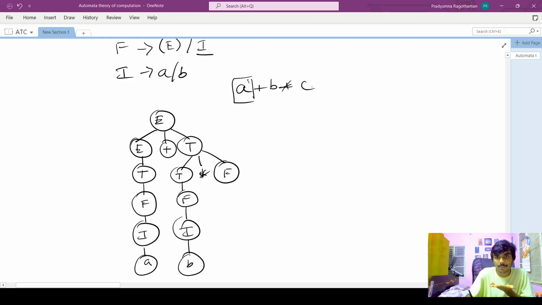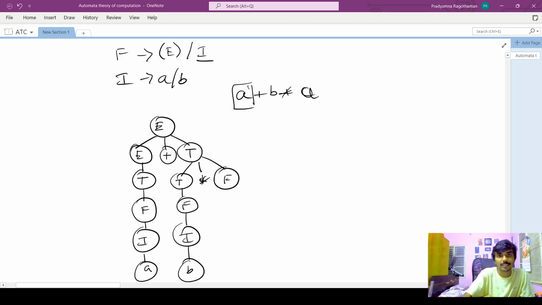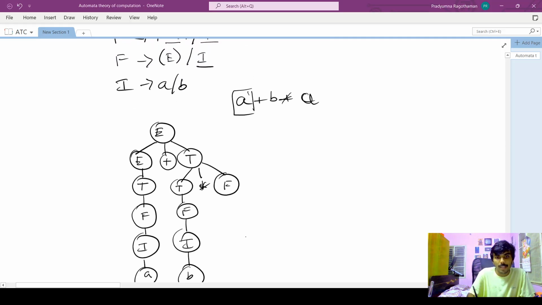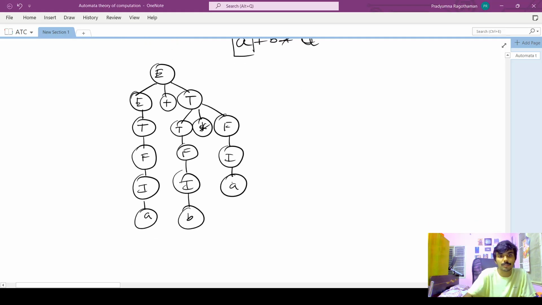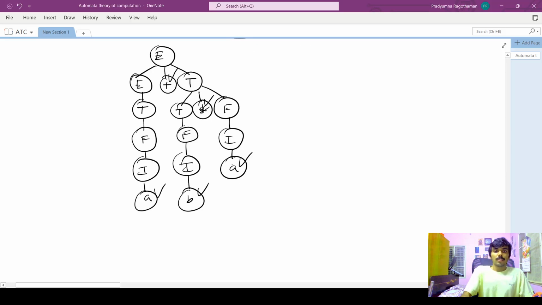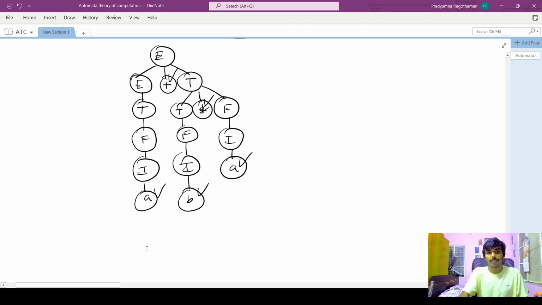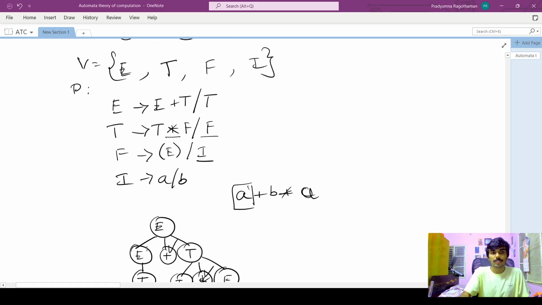Oh sorry, C is not in the alphabet, right? So this is A, and again F we shall substitute with I, with finally A. So we have the expression over here, A plus B star A. So we have only one tree with this grammar, so this is ambiguity free.